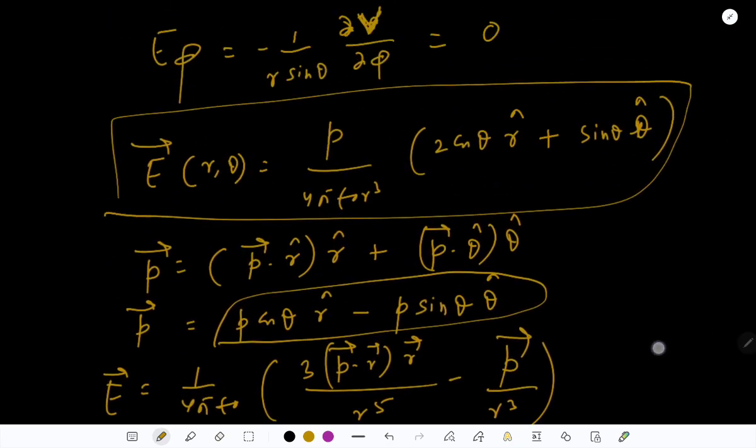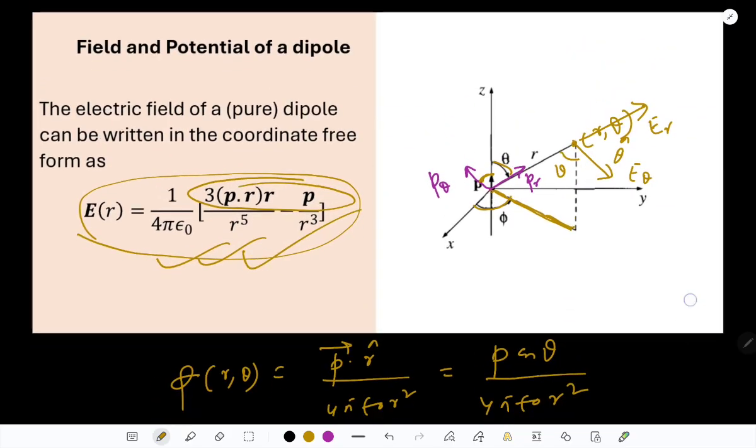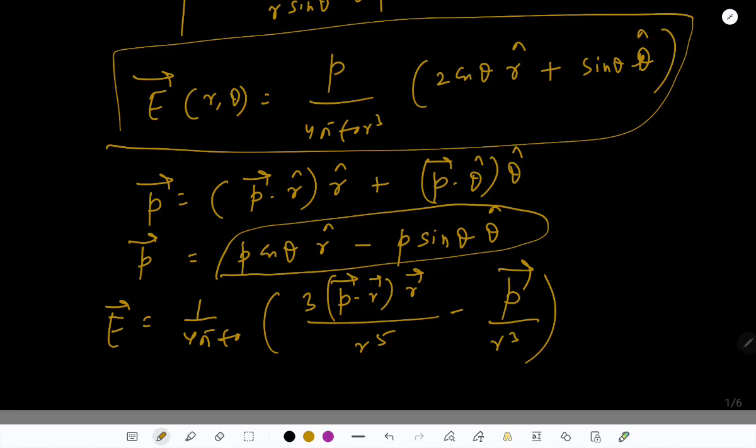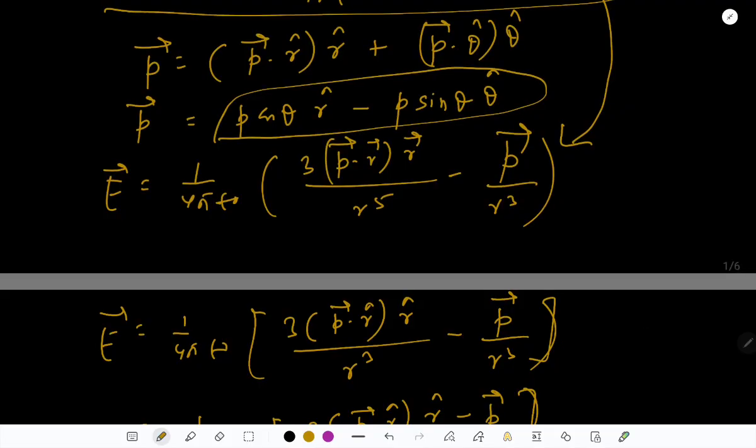And so this result and this result both are the same. So this result can also be written in this form or in this form, because they are not different. There is a whole vector r here and a unit vector r here. So both the results are the same and you can write them as well.